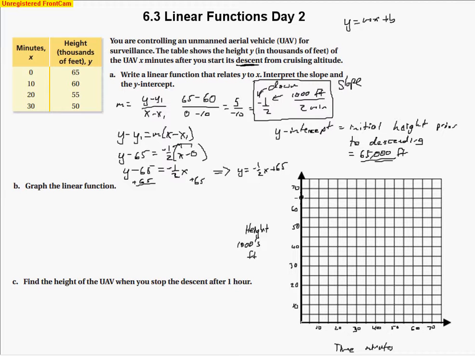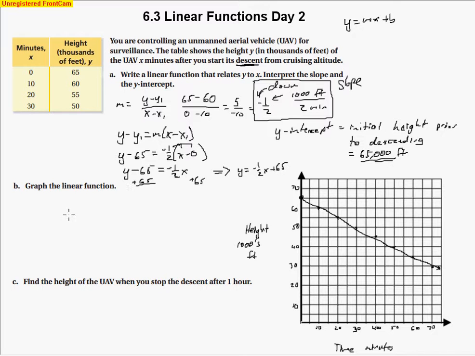From there, we're descending: one space down, going over 2 spaces. Since I'm using a 5-by-5 graph, I can just follow what the slope tells me: down 1 over 2. That's down 1,000 feet for every 2 minutes. In this case, it's down 5,000 feet for every 10 minutes, down 5 over 10. I continue doing that, and you can see what this looks like. I can continue this graph all the way down, until we end up hitting the ground.